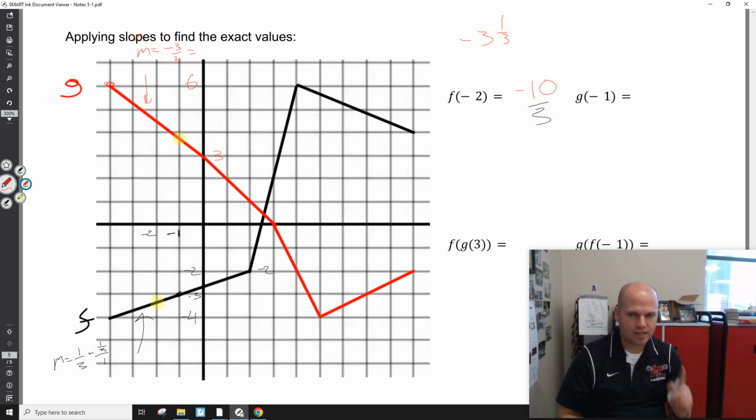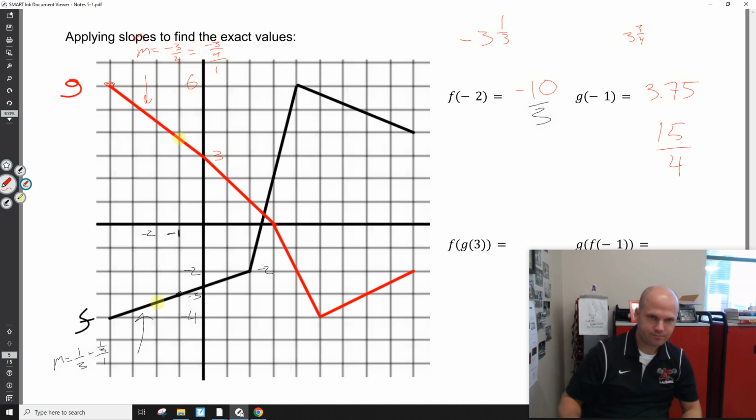Go back to rates of change. Make sure you understand a slope is a rate of change. I'm going down 3/4 of a y per x. I start at 6, go down 3/4, I'm at 5 1/4. Go down 3/4, I'm at 4 1/2. Go down 3/4, I'm at 3 3/4. So 3.75 or 3 3/4 is 15 quarters.